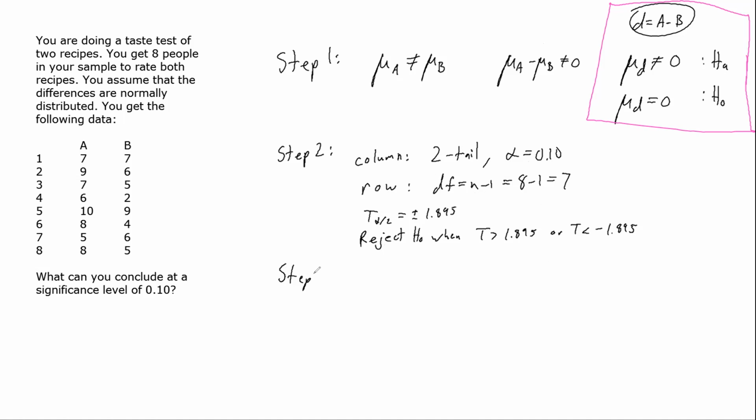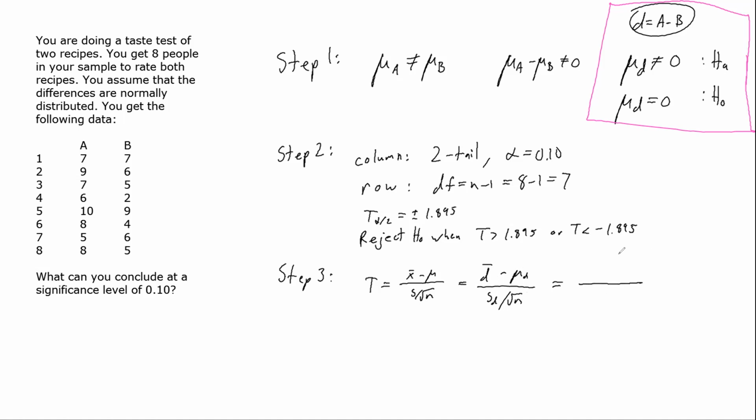Step 3, we have a formula now. The formula says that the test statistic is equal to, now if you remember last week, it looked like x bar minus the mean over standard deviation over square root n. Well, this time it's going to look like d bar minus the mean difference over the standard deviation of the differences over the square root of n. It's really the same formula. It's still sample mean minus population mean over standard deviation over square root n.